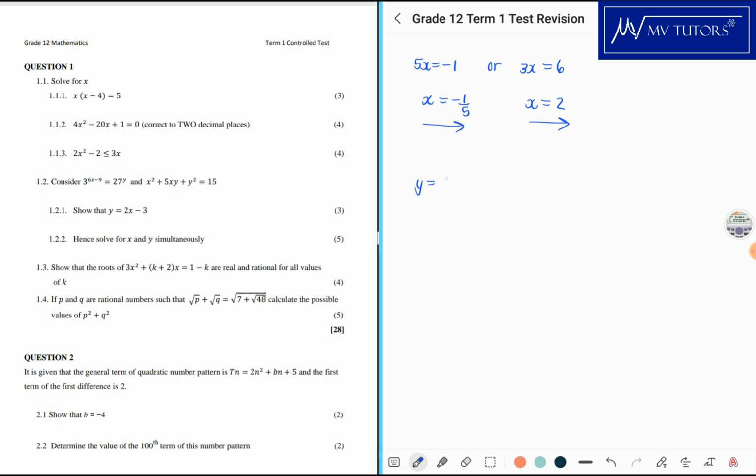So y is equal to 2x in this case. x is negative a fifth. So y is equal to 2x minus 3. So I have negative 2 over 5 minus 3. I'm going to definitely use the calculator to save time. And here I have 4 minus 3, which is just 1. Okay? y is 1 if x is 2.